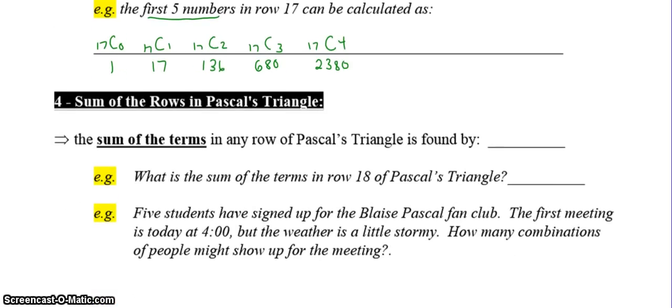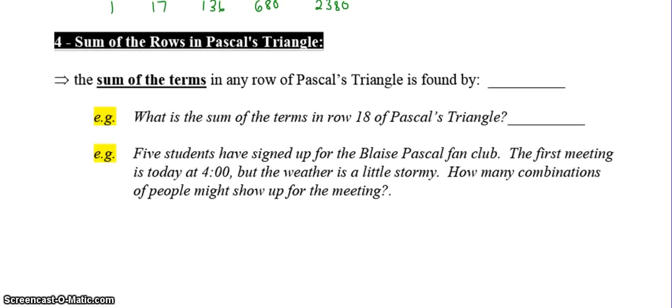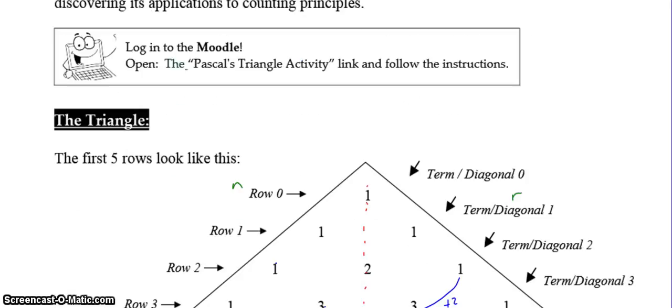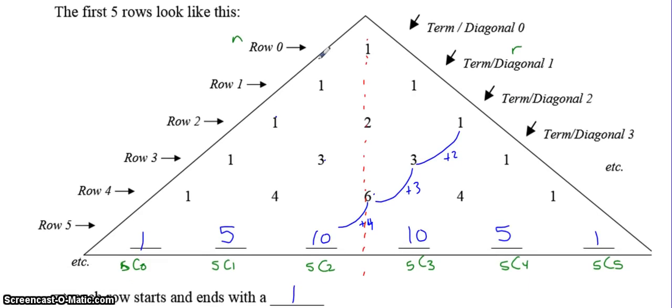Okay, so the next pattern was in regards to the sum of the rows in Pascal's triangle. So over here, row 0, the sum is equal to 1. In row 1, the sum was equal to 2. In row 2, the sum of the terms was equal to 4. In row 3, 1 plus 3 plus 3 plus 1 is equal to 8. In row 4, 1 plus 4 plus 6 plus 4 plus 1, the sum is 16. Row 5, 1 plus 5 plus 10 plus 10 plus 5 plus 1 is equal to 32. And what you should notice is that these are all powers of 2.